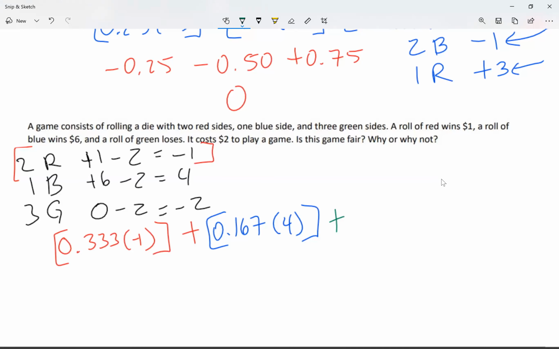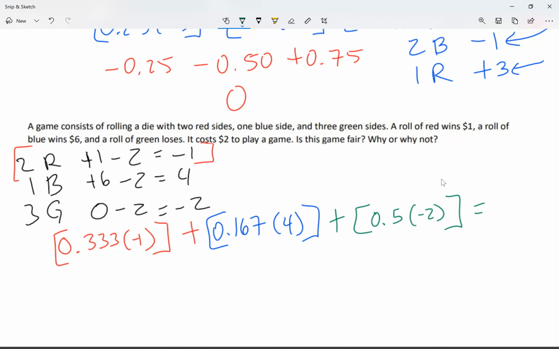And then let me add it to the probability of green. What's the chance of getting a green? There's 3 greens out of 6 sides, so I'm gonna say 0.5. But I'm gonna multiply this by a -2. Why? Because if you get a green, you lose $2, the $2 that it cost you to play. Okay. Multiply your numbers, add them all up.